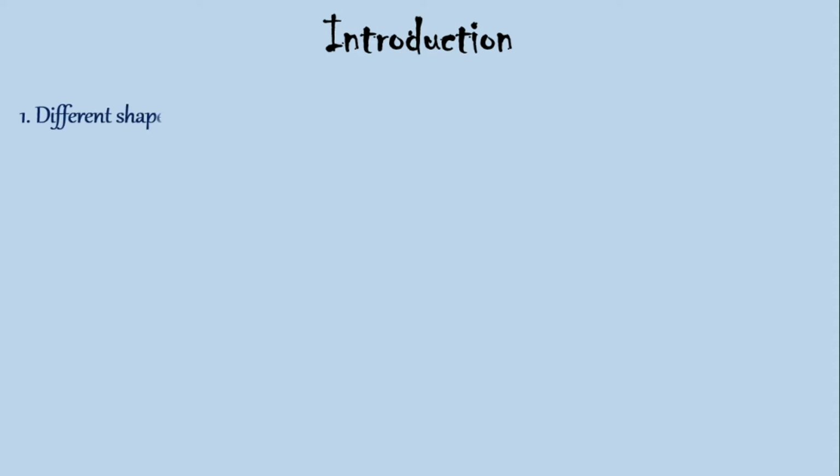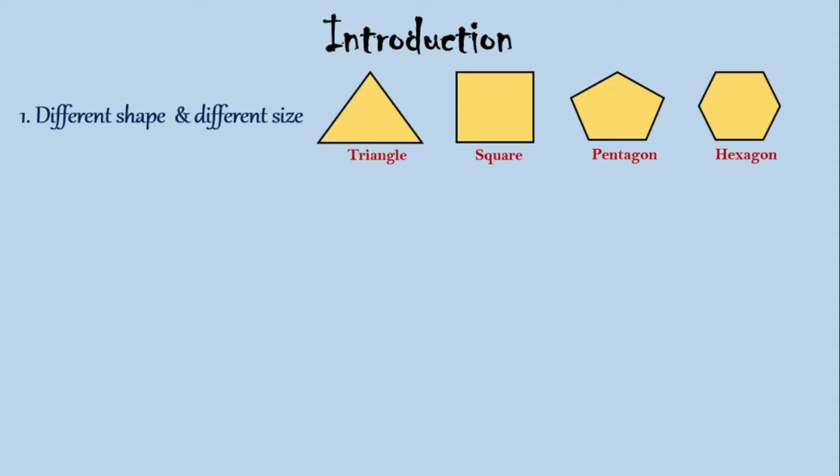Let's start with the introduction. In daily life, we come across various figures and objects. According to their shape and size, we can classify them into 3 categories. First category is objects with different shapes and different sizes. For example, square, triangle, pentagon, hexagon, octagon. There are many shapes.